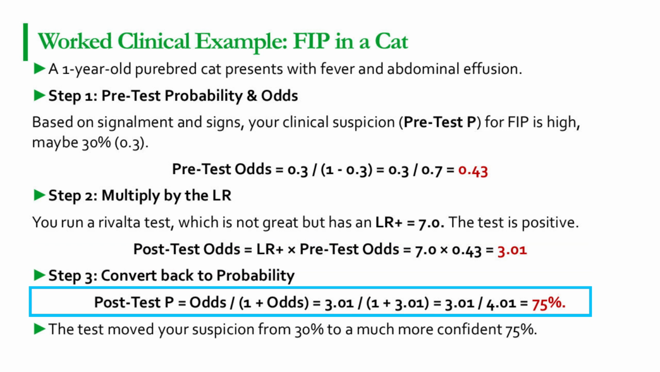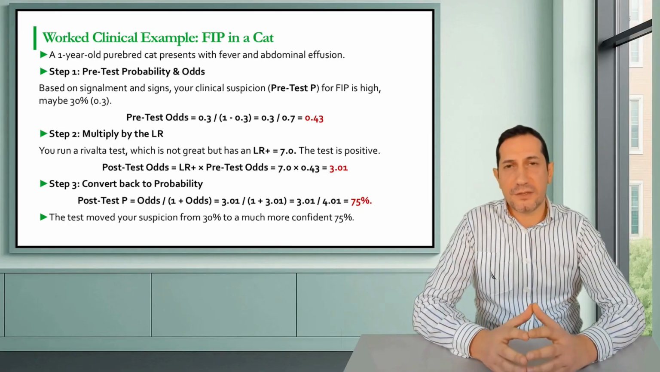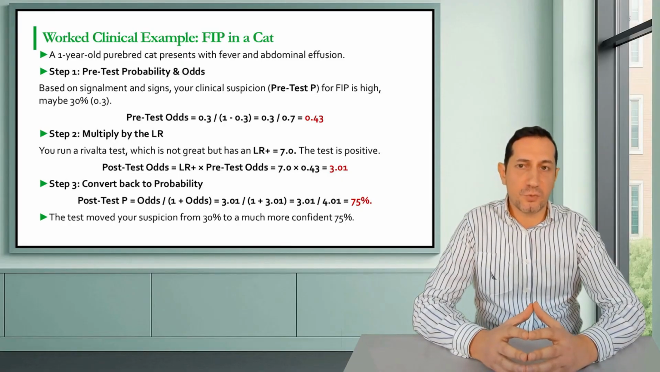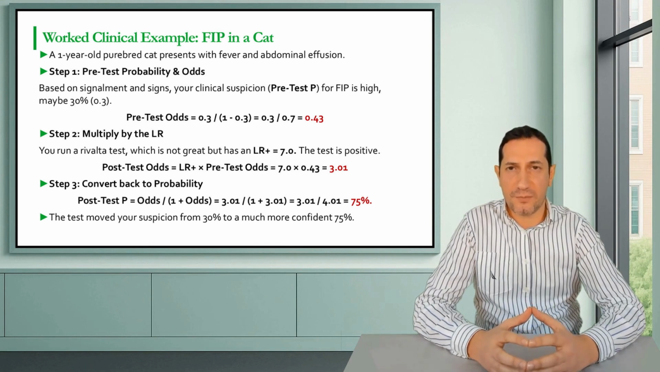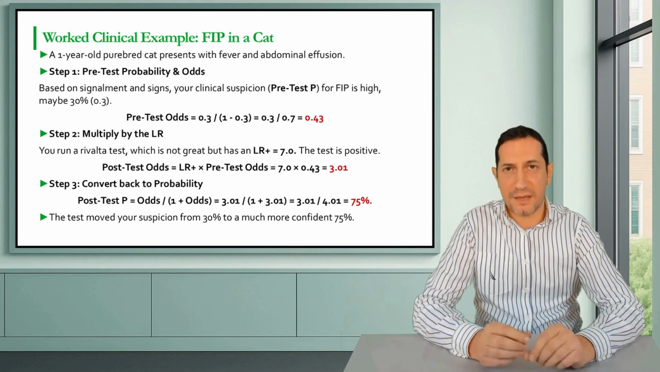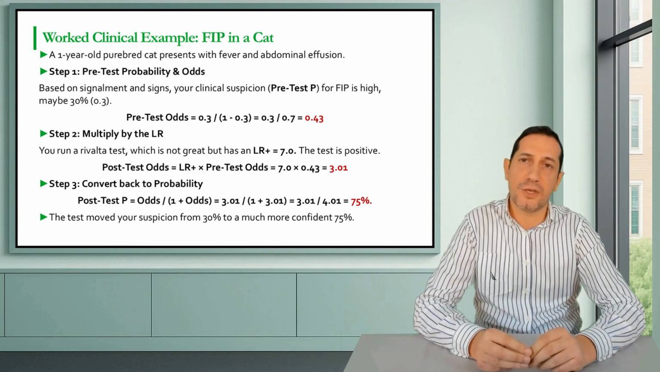3 divided by 1 plus 3 gives us 75%. That single simple test has allowed us to move from being suspicious at 30% to being quite confident at 75%, which may be enough to guide the next steps for the patient.